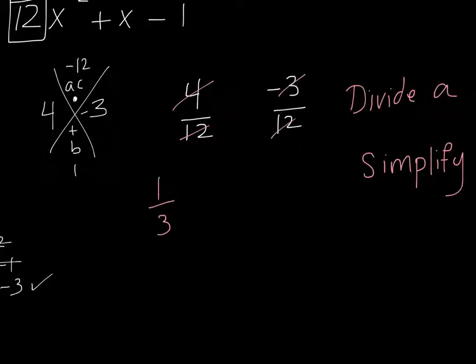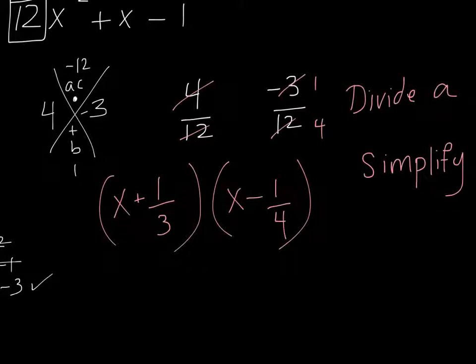If I simplify the second fraction, they're both divisible by 4, so I'm left with negative 1/3... so, divide the two numbers that you just found by A, simplify the fraction if you can, and then remember 1/3 is plus 1/3, okay? Put x in front of both of these two fractions that you got, and these are your two factors.